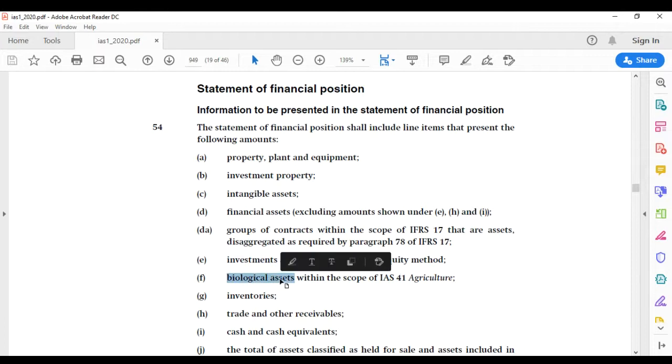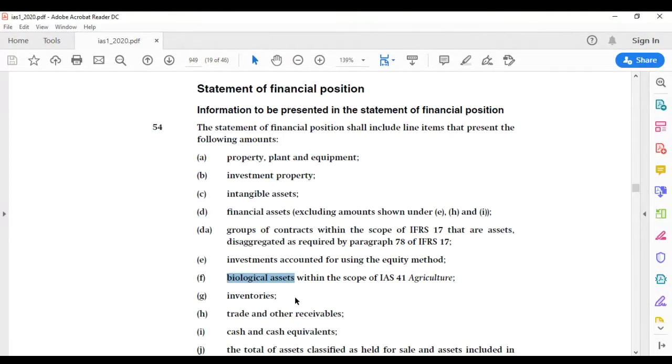This one you won't find in financial accounting two, but I know that students always find it very amusing when I discuss what it means. So perhaps let's do that. So biological assets within the scope of IAS 41, which deals with agriculture. So what is a biological asset?